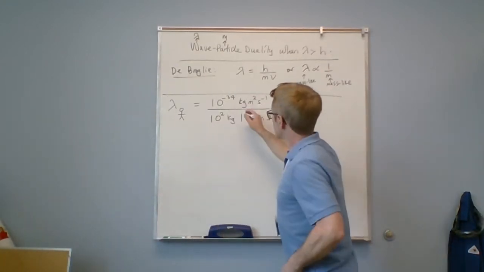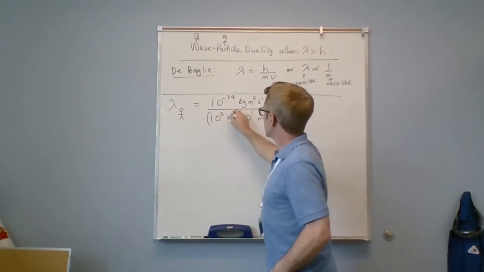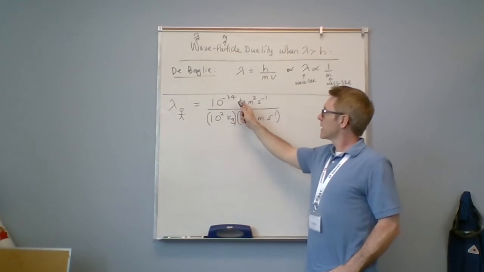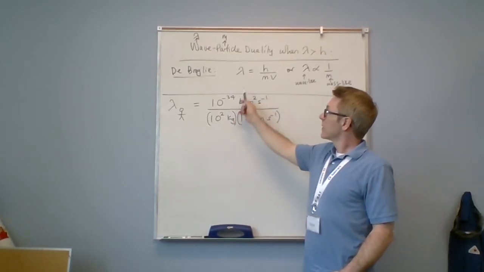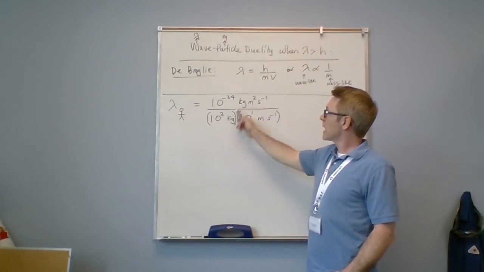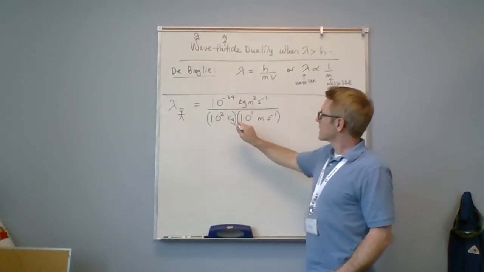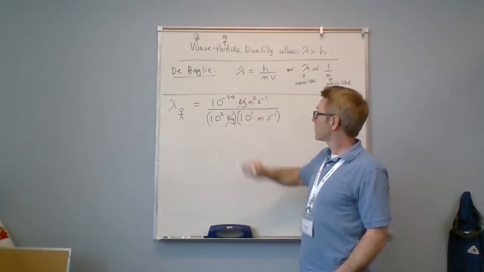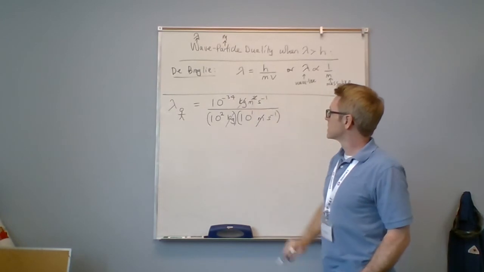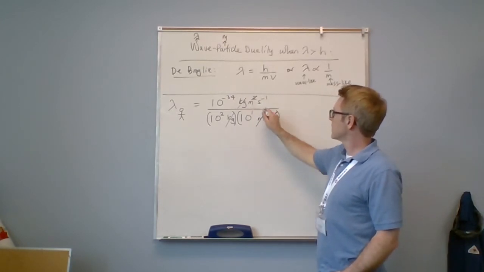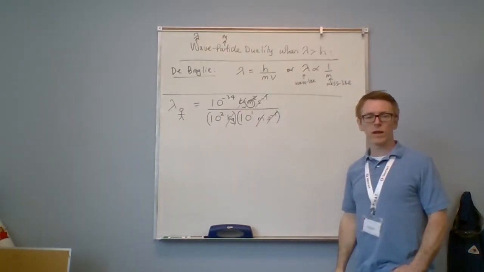Okay, so I have my equation here. I've got 10 to the negative 34 kilogram meter squared per second. That's the Planck constant. I have a mass of my human, 10 to the 2 kilograms. Let's cancel kilograms here. Let's cancel meter with one of these meters up here, and I can cancel inverse second here. So I'm left with meters. So I'm going to have a wavelength in meters.